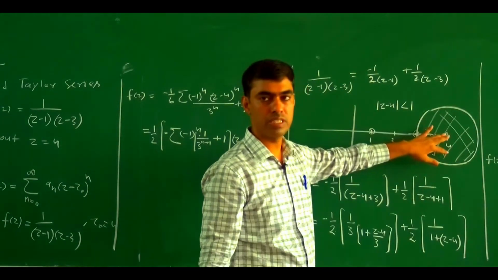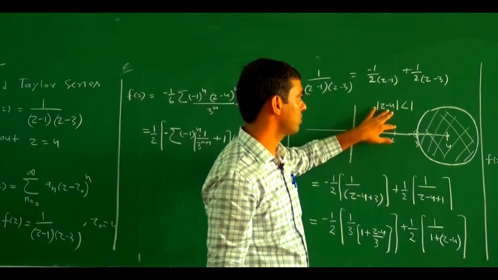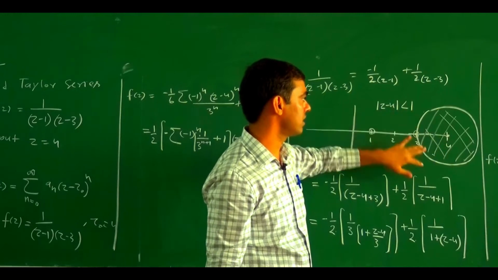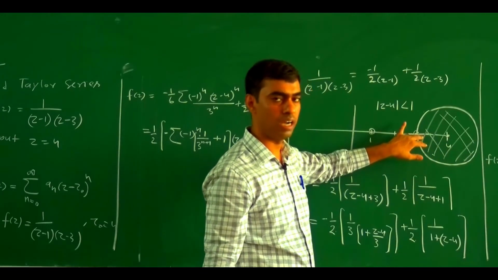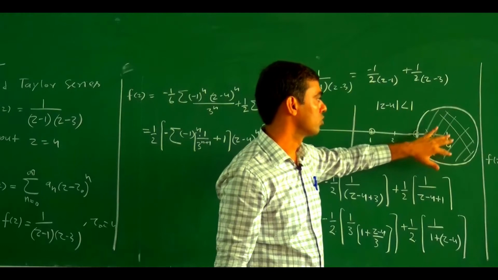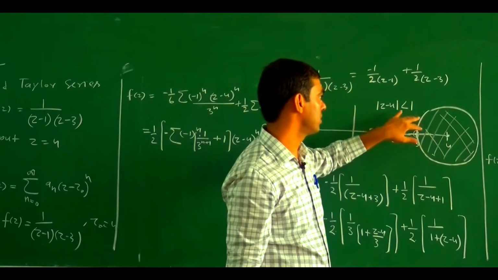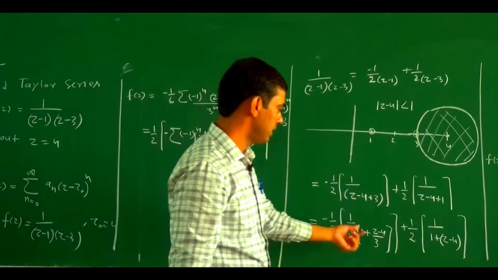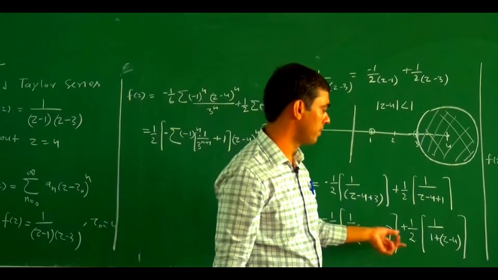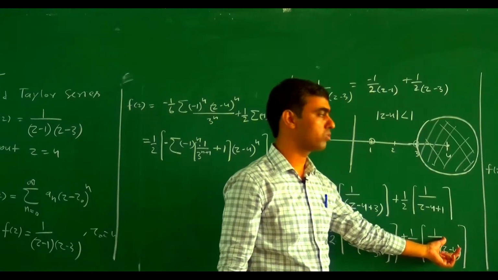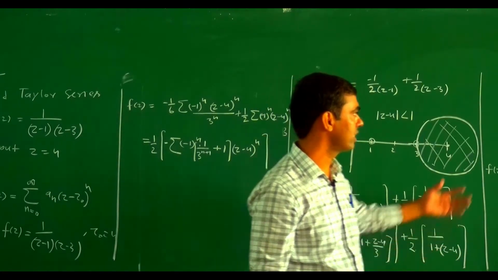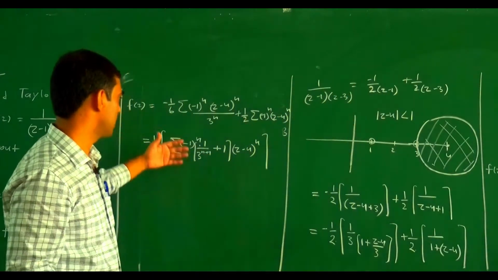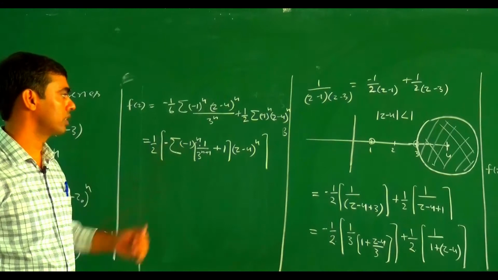And what is the equation of this circle? The equation of this circle is mod of (z minus 4) less than 1, because the center is at 4. And what is the radius? The radius is less than 1, because at 3 the function is not analytic. So the maximum radius of this circle is 1. So here (z minus 4) by 3 is less than 1, and mod of (z minus 4) is also less than 1. So we are able to expand this binomially, and after binomial expansion, we are able to find this.